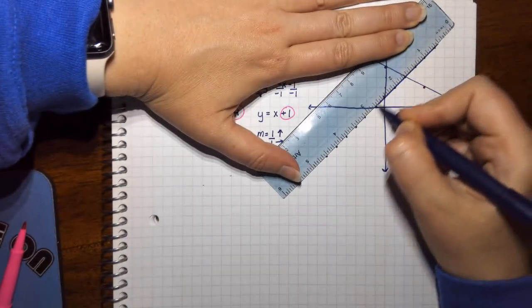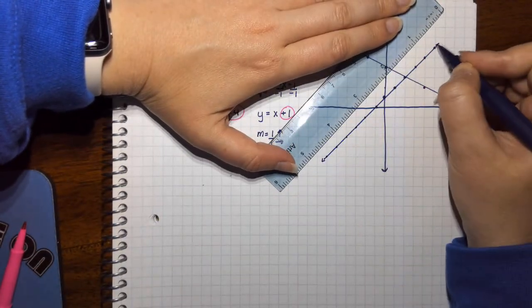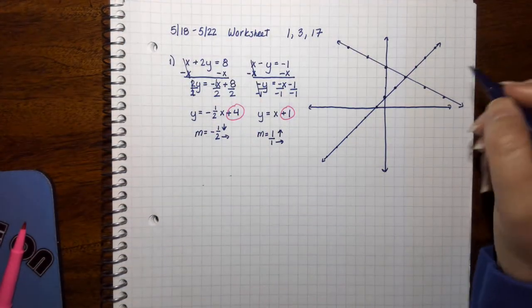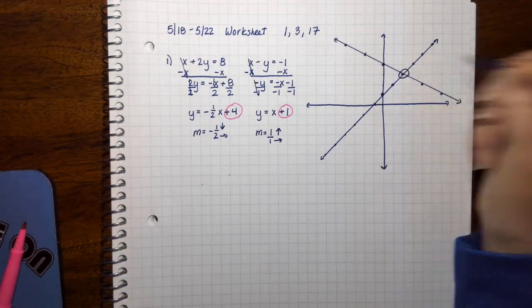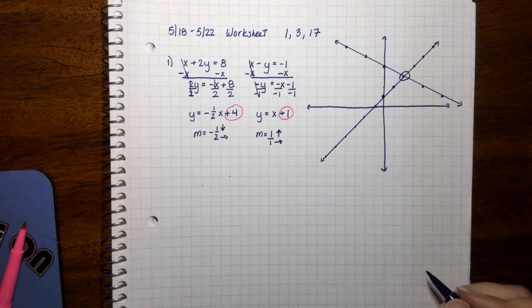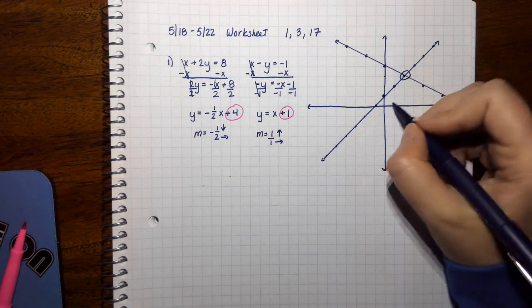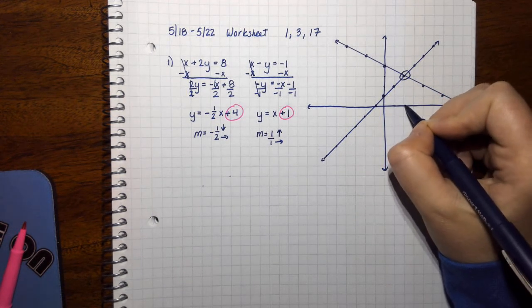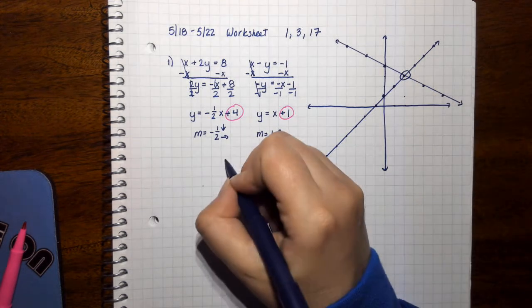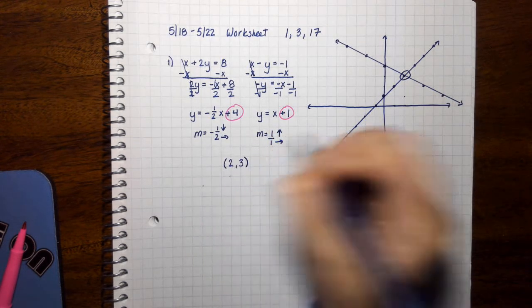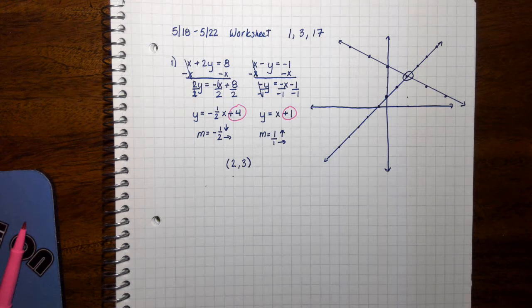All right. Okay, so I have the point of intersection right there, which is the coordinate 1, 2, 1, 2, 3. So my final answer is 2, 3, the coordinate where the 2 lines cross.